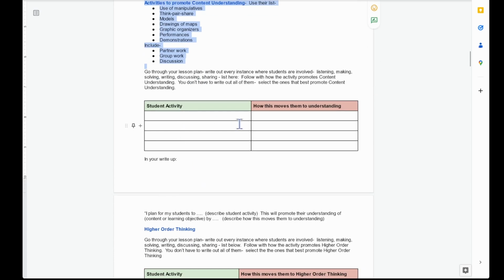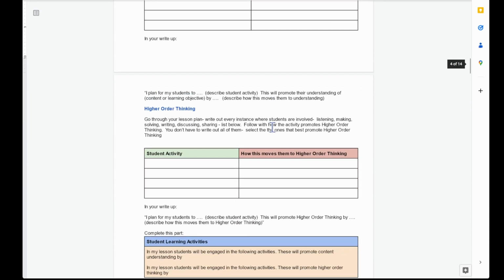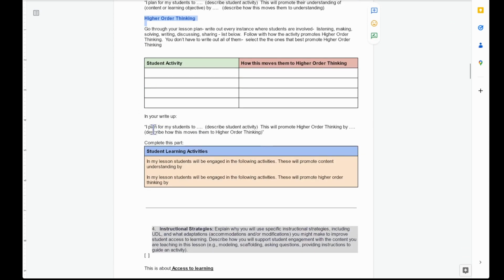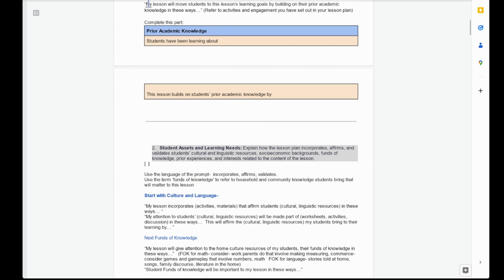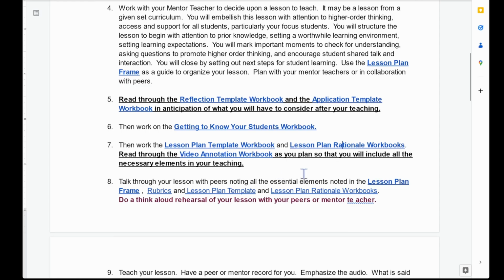A workspace to think about the activity, including important elements, higher order thinking. And then in your write-up I make suggestions and then more prompts down here. This is the lesson plan rationale template workbook. And then the last, this is to help you think about your planning as well. You should really know about what is expected in your video.